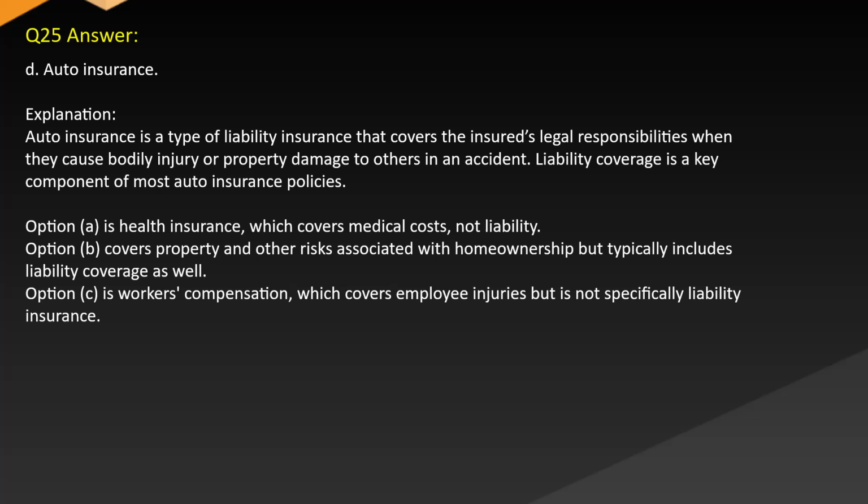Option A is health insurance, which covers medical costs, not liability. Option B covers property and other risks associated with home ownership, but typically includes liability coverage as well. Option C is workers' compensation, which covers employee injuries, but is not specifically liability insurance.